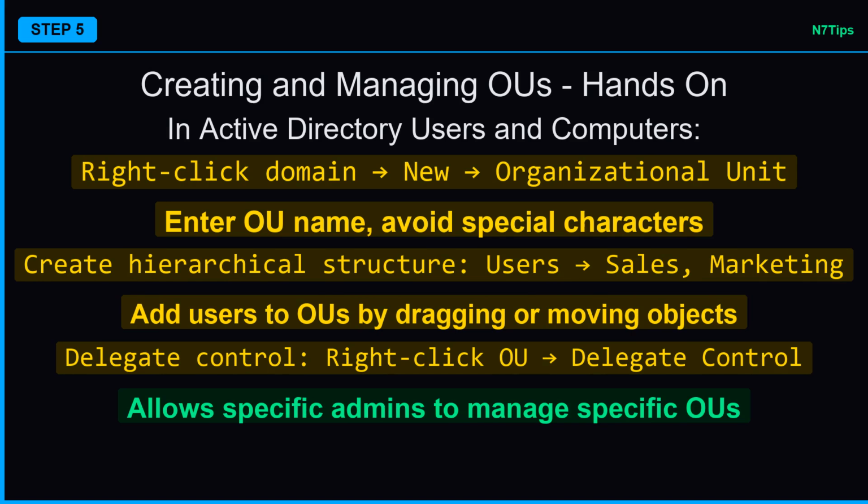In Active Directory Users and Computers, right-click on your domain name and select New Organizational Unit. Give it a clear name, something like Sales or IT Services. Avoid special characters, stick to alphanumeric characters and hyphens. Once you've created your top-level OUs, you can create sub-OUs within them. For example, create a user's OU, then within that, create department OUs.